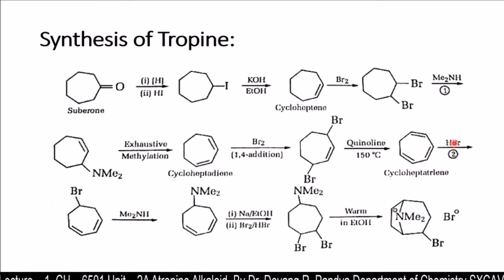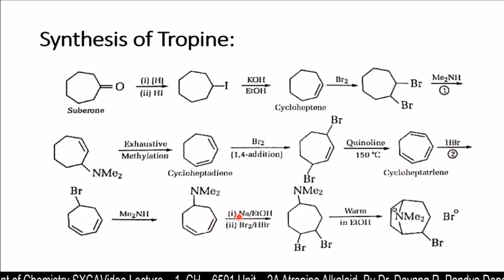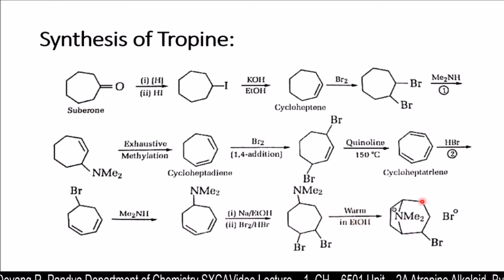Cycloheptatriene treated with hydrobromic acid gives again a bromo derivative. That treated with dimethylamine gives this N-methyl derivative. That is treated with sodium and ethanol, followed by treatment with bromine in presence of HBr to give the bromo derivative, and then that is warmed with ethanol to give this bromo derivative of tropine.